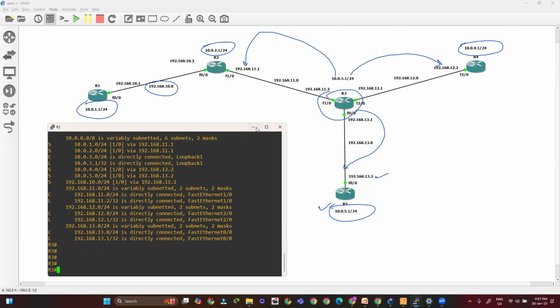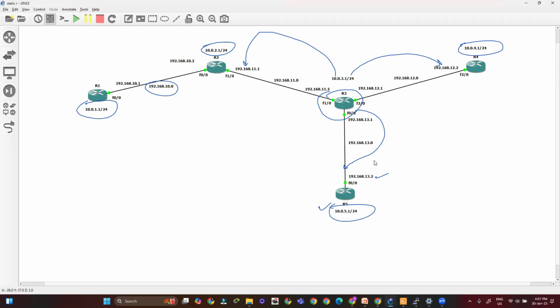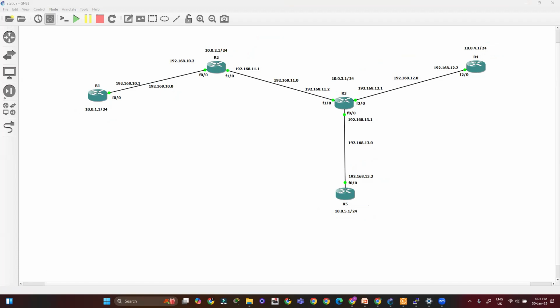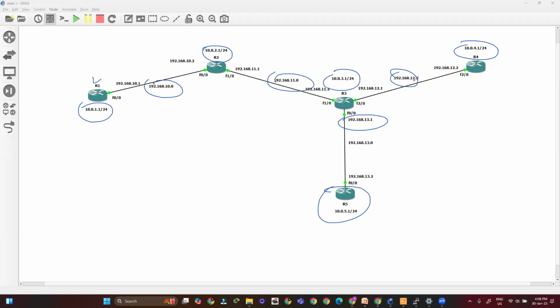Okay, let's go to router number 4 and router number 5. In the case of router number 4 and router number 5, what are the indirectly connected network informations? 1, 2, 3, 4, 5, 6, 7, right? And the next hop address is this one. For router number 5, the next hop address is this one, and the indirectly connected networks are 1, 2, 3, 4, 5, 6, and 7. So there are 7 indirectly connected network entries available here.